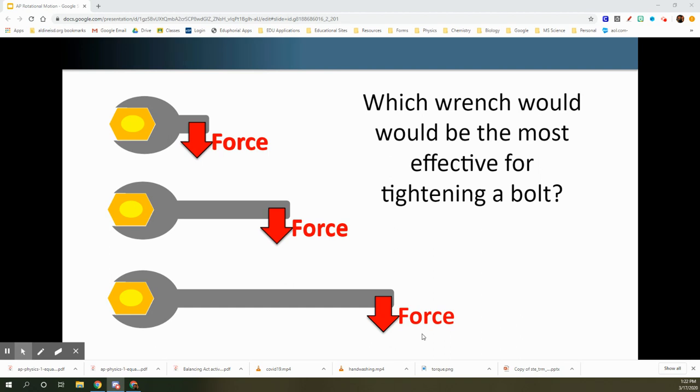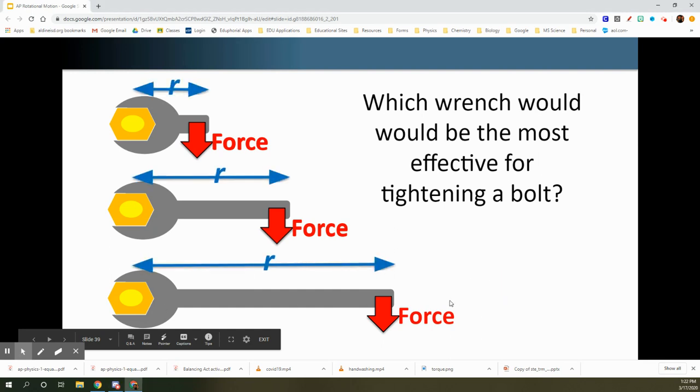And we just talked about which wrench would be most effective for tightening a bolt. And that would be this last one here, because in one of the stations, actually two of the stations, you should have realized that as the lever arm or the radius of the wrench increased, then it became easier to rotate the bolt. And that corresponds to the formula for torque being force times radius. Your larger radius is going to give you a bigger torque, which will move your item that you're trying to rotate more.